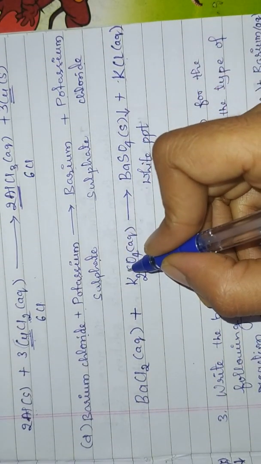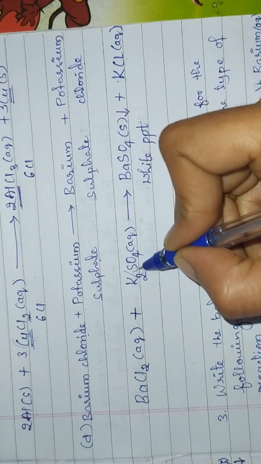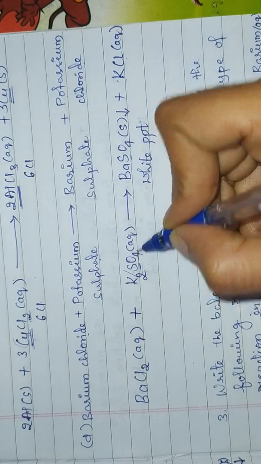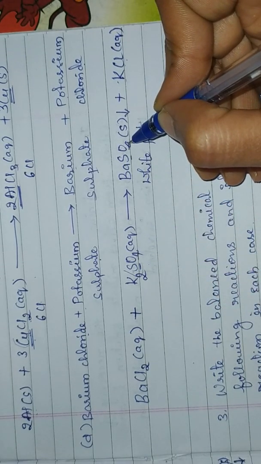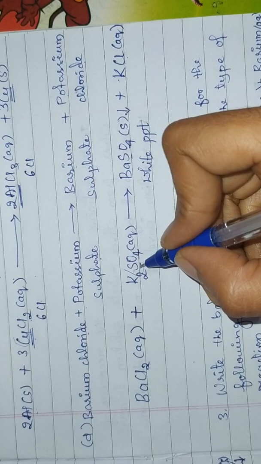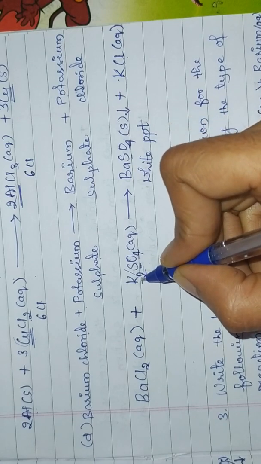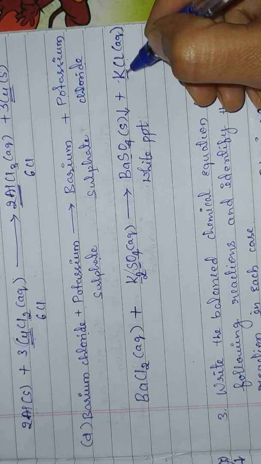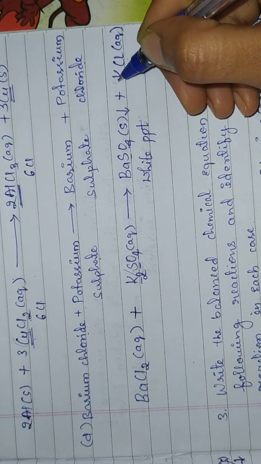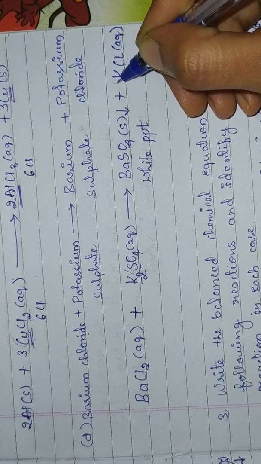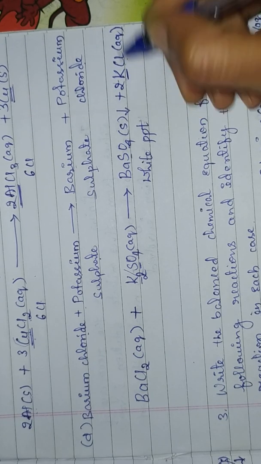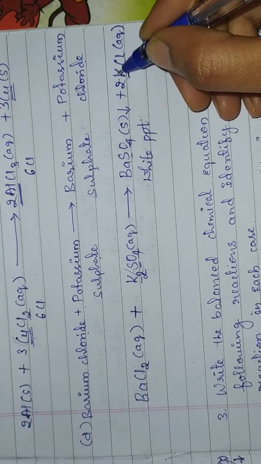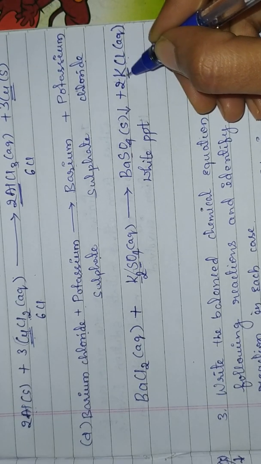See here, one sulfur is there. Here also one sulfur is there. 4 oxygen atoms here, and here also 4 oxygen atoms. But see here, potassium atoms. Here 2 potassium atoms are there on the product side, but on the reactant side only 1 is there. So we have to multiply this whole compound molecule by 2. Now we have balanced the potassium atoms.